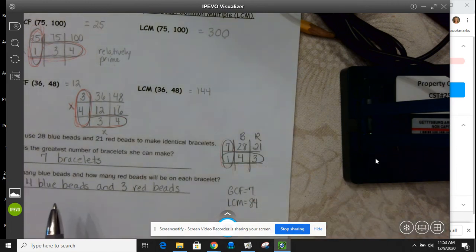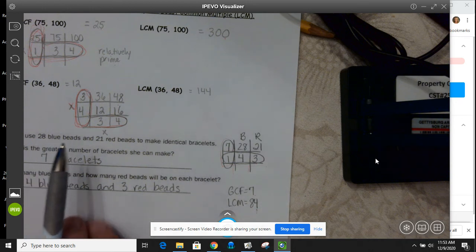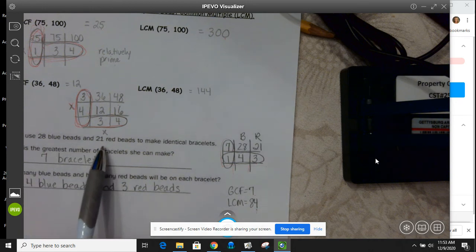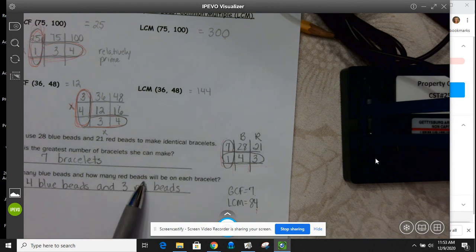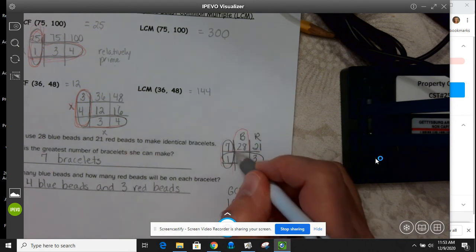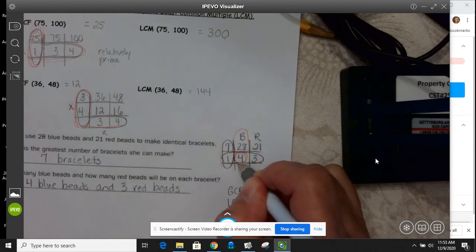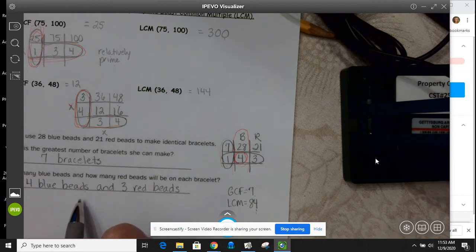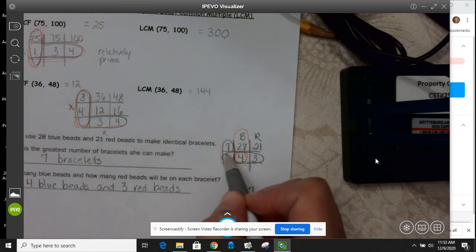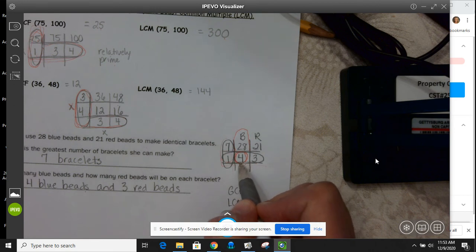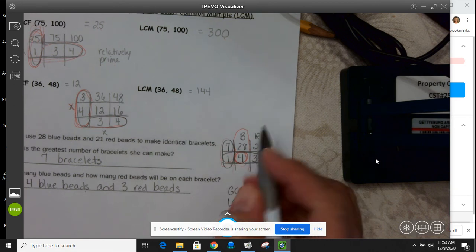And then I look at my answer. What is the greatest number of bracelets she can make? Does 84 make sense? Well, she can't make 84 bracelets when she only has 28 blue beads and 21 red. That does not make sense. So your number of bracelets is going to be 7. Once you find that, how many blue beads and how many red beads, well, you go to your blue and you see it has to be 4. So 4 blue beads on each bracelet, because this is each would be 1. One bracelet would be 4 blue beads and 3 red beads.